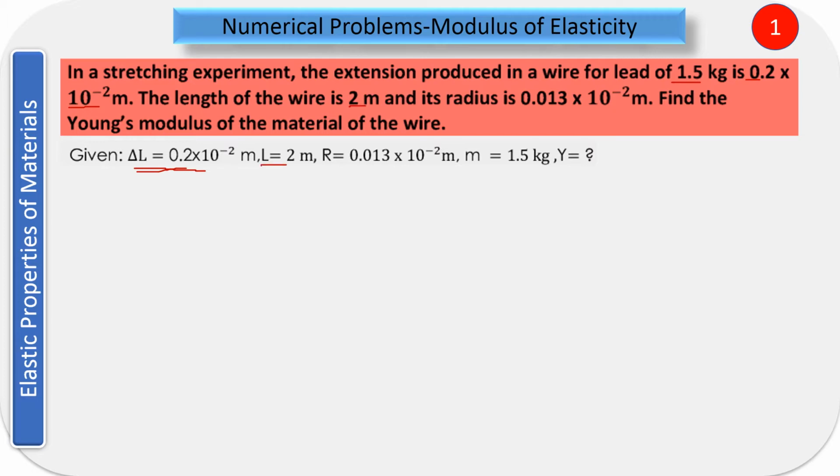So that is your original length, that is your L, right? And its radius is 0.013 into 10 to the minus 2 meter. So the radius of the wire has been given, right? The mass of the object that you are putting, the load that you are going to put on the wire, is also given, 1.5 kg. And then we have to find out what is the Young's modulus of that particular wire.